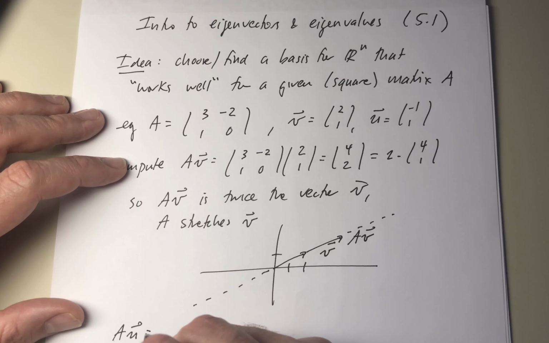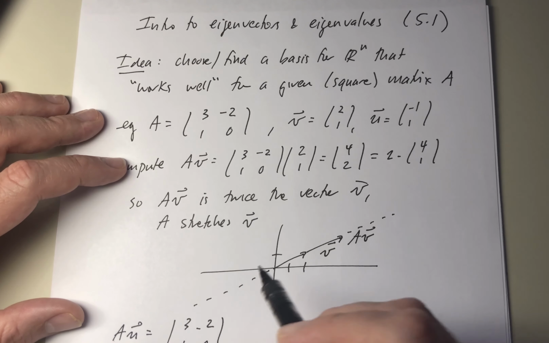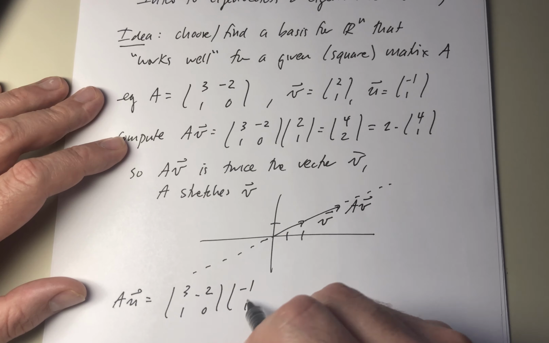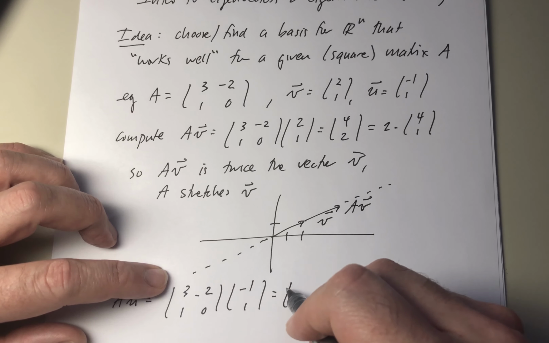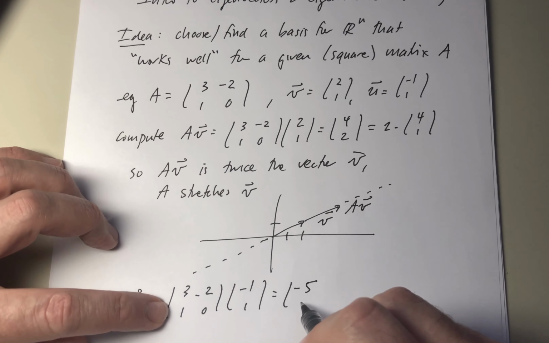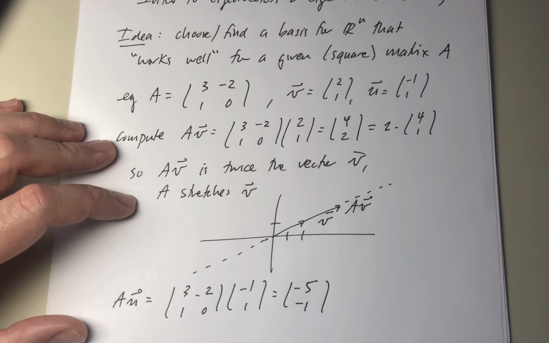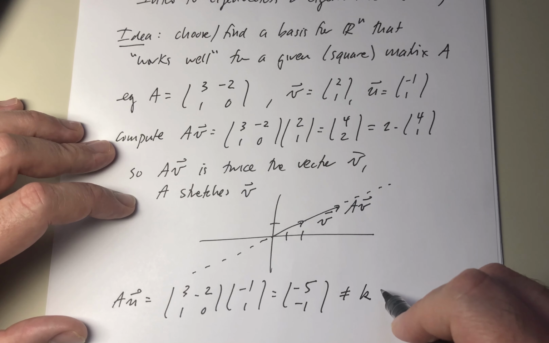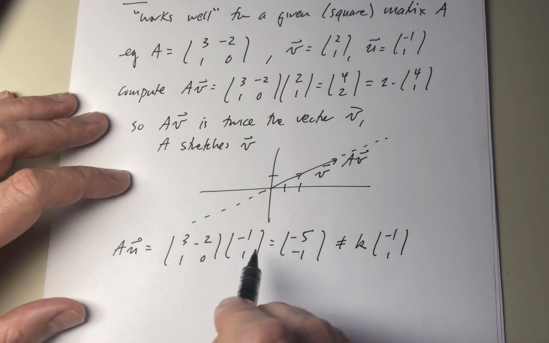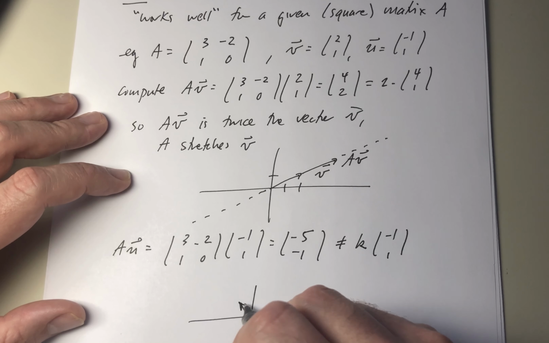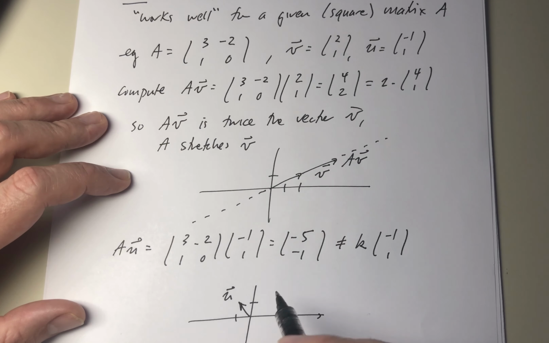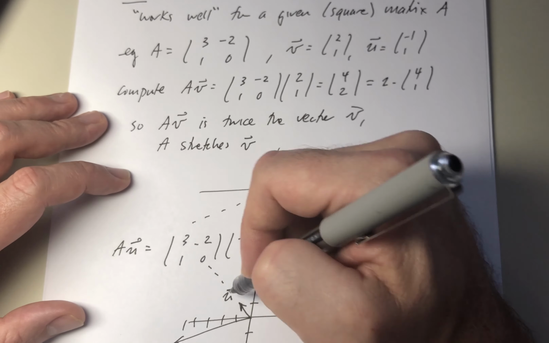Maybe just to calculate what's A times u, that's 3, 1, minus 2, 0 times, what was u? u was minus 1, 1. So this gives you, let's see, minus 3 plus 1 is minus 2, so minus 2, and then this is a minus 1. So this is not equal to some multiple, say, k times minus 1, 1. So this is a different situation where I take the vector u, minus 1, 1, and I get minus 2, minus 1. So the image now is not in the line determined by u.